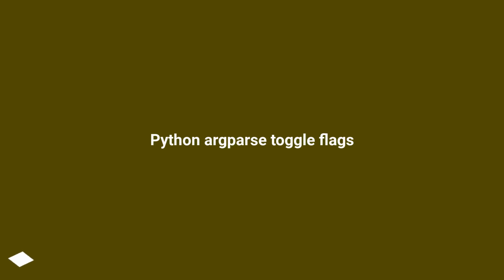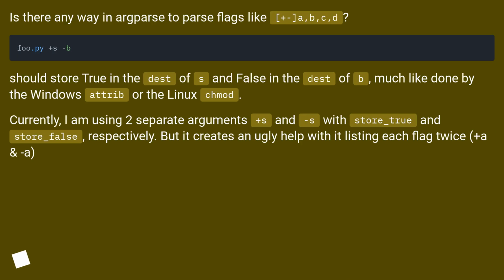Python argparse toggle flags. Is there any way in argparse to parse flags like +A, -A, +B, -B, +C, -C, +D, -D?